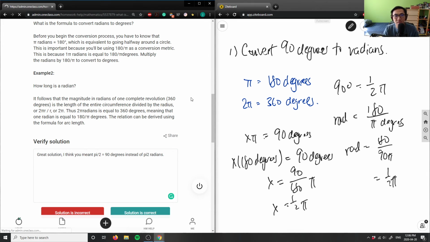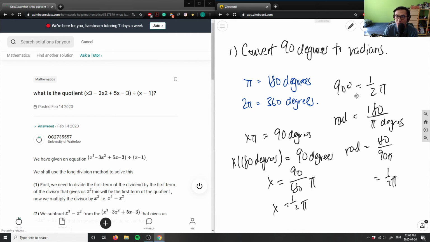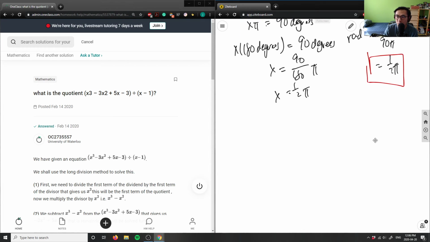So obviously the solution is correct, and this here is the correct answer. So that's number 1. It's half pi. This here is my answer, half pi is my answer for question 1. Sweet. Let's look at question 2.